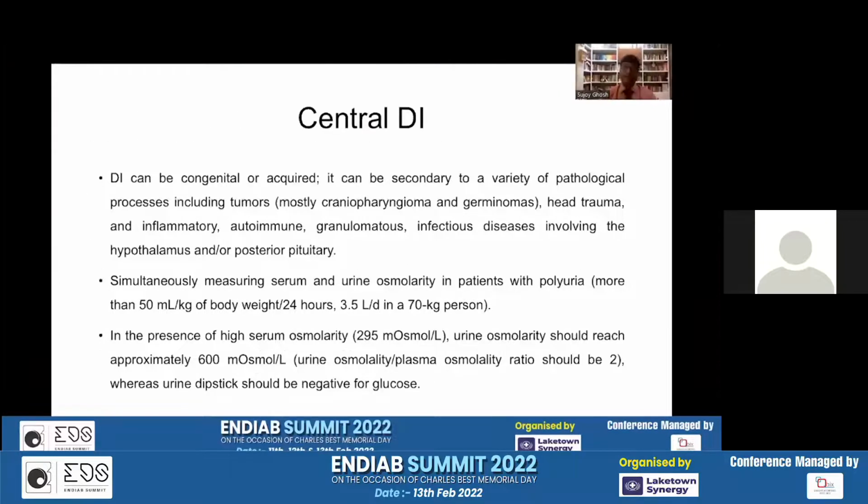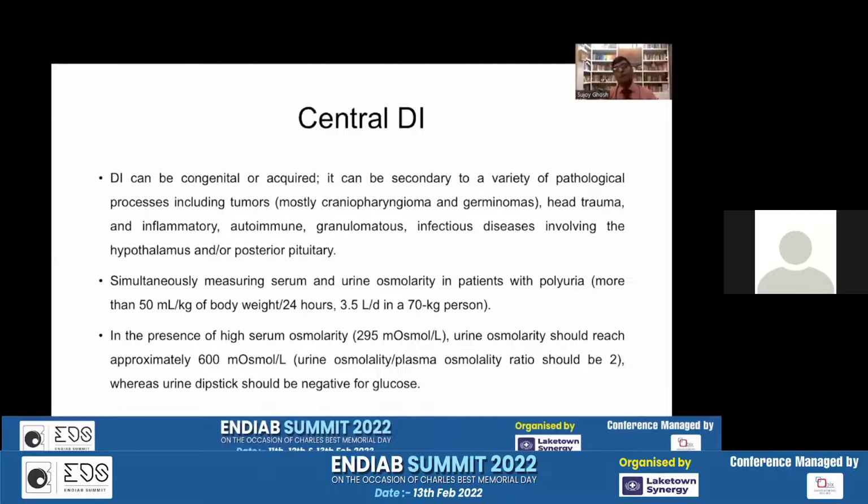Diabetes insipidus, again, will depend on the etiology. In most of the conditions which affect only the anterior pituitary, the posterior pituitary might be spared, but some of the diseases might affect both, or you might even have isolated central diabetes insipidus. We tend to look at a cutoff of 50 ml per kilogram of body weight for 24 hours, which is what is defined as polyuria in adults.